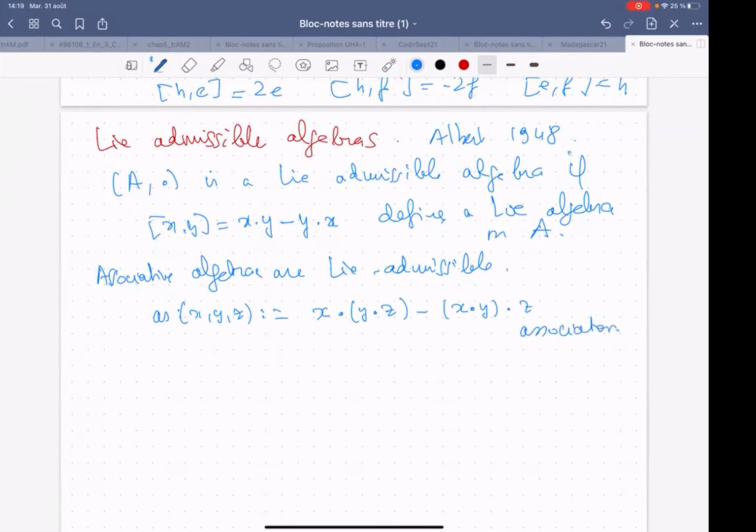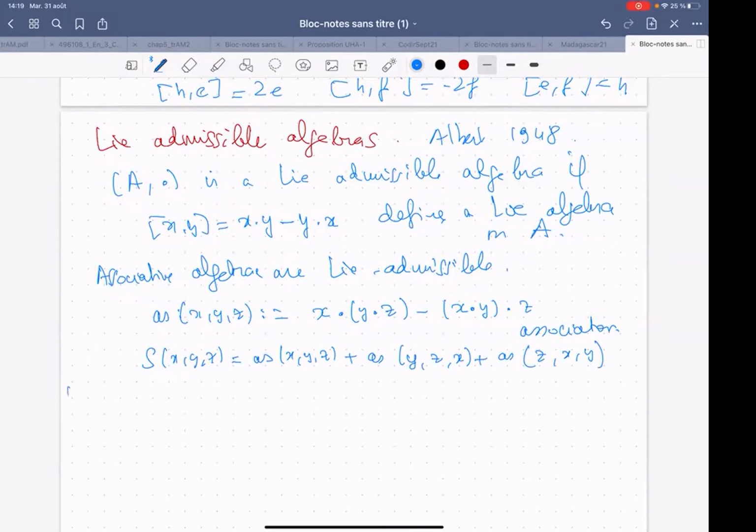Of course, if the associator of x, y, z is 0 for any x, y, z, then we have an associative algebra. And we can define S(x, y, z) to be another trilinear operation using this associator: the associator of (x, y, z) plus the associator of (y, z, x) plus, using the cyclic permutation here, (z, x, y).